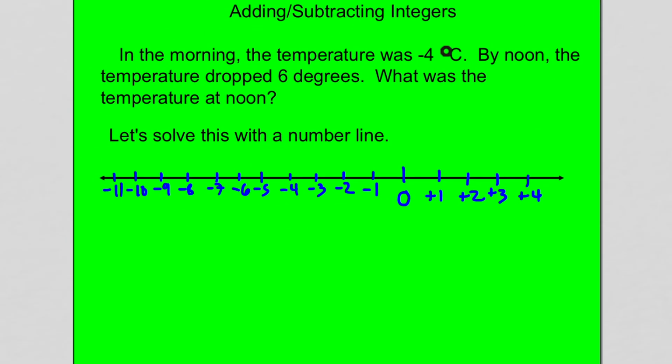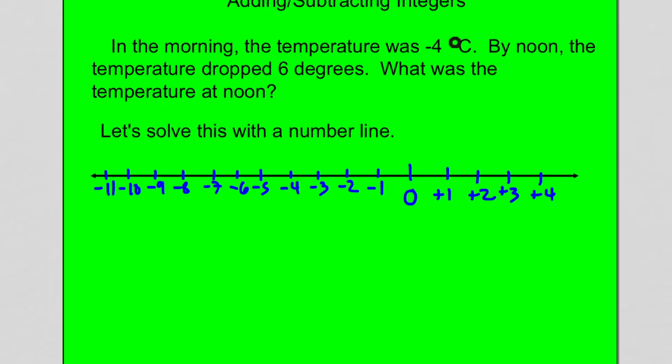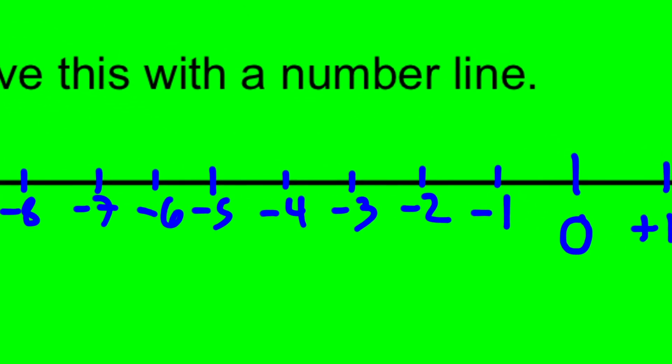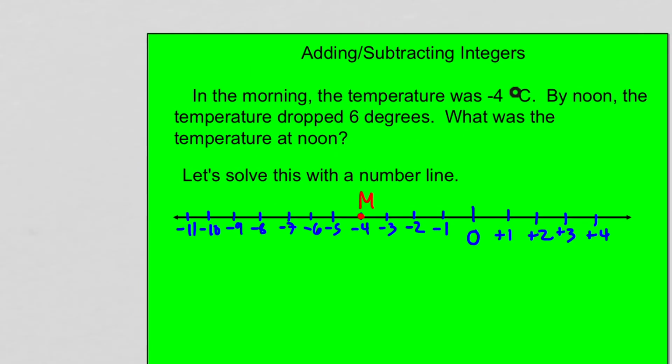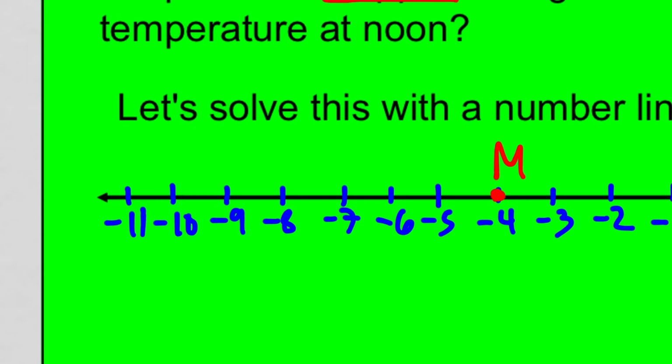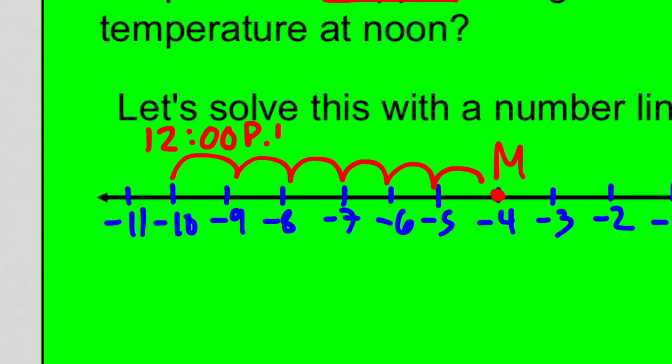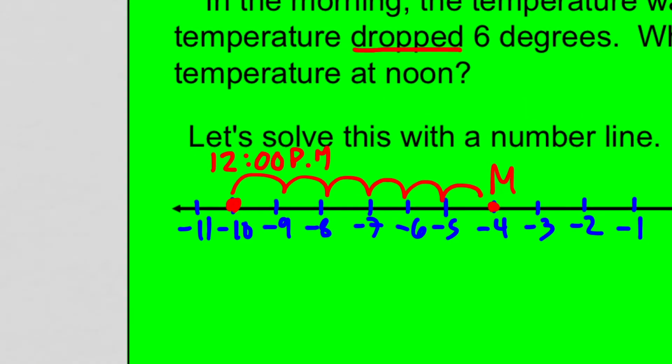Now, this problem, it says in the morning the temperature was -4 degrees Celsius. So let's say this is where it started. We'll call this morning. Okay. By noon, the temperature dropped 6 degrees. Dropped means it got colder. So we have to drop 6 degrees or get colder 6 degrees. I'm going to skip count backwards on the number line. 1, 2, 3, 4, 5, 6. So by 12 o'clock noon, the temperature was -10 degrees Celsius.